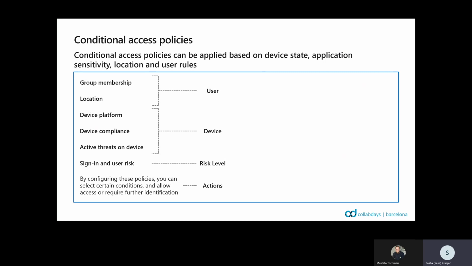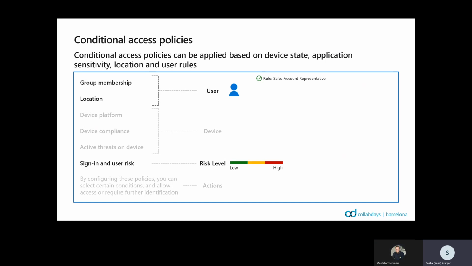So, like you said, the access is based on different conditions. Conditional access can be applied based on device state, application sensitivity, location and user rules. For example, if we have a user that is a sales account representative, then that user usually belongs to a London user group, and the conditional access configuration of the user belongs to the corporate user.